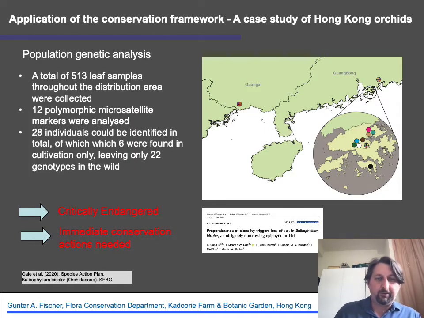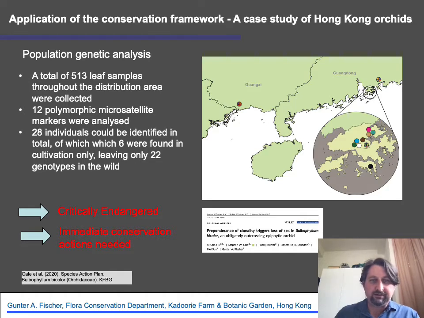So then we hoped our population genetic survey could give us some insights into what's going on. In total, about 513 leaf samples throughout the distribution area were collected. We analyzed 12 polymorphic microsatellite markers, and the results were quite shocking. It turned out that there were only 28 individuals in total, of which 6 were only found in ex situ cultivation, whereas only 22 genotypes were found in the wild.